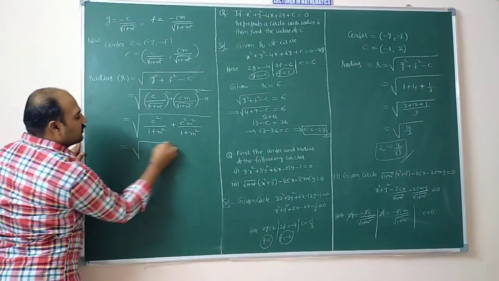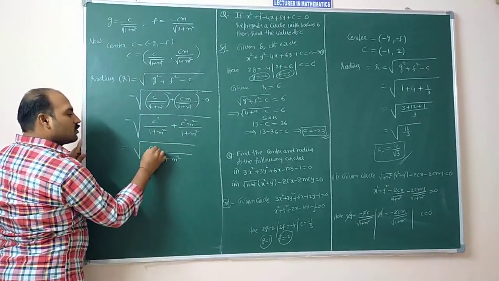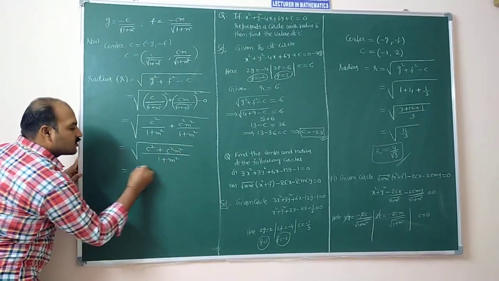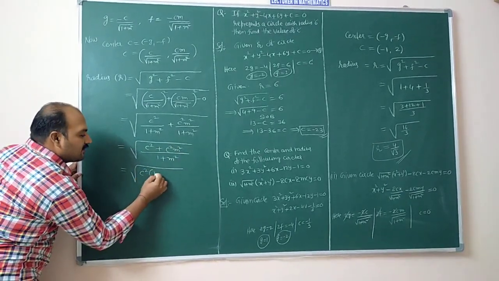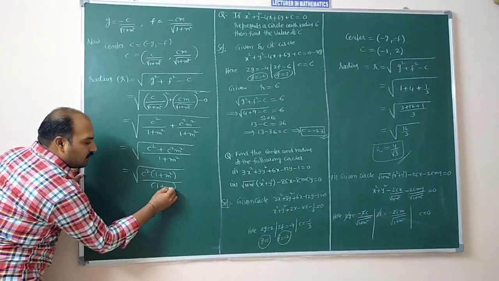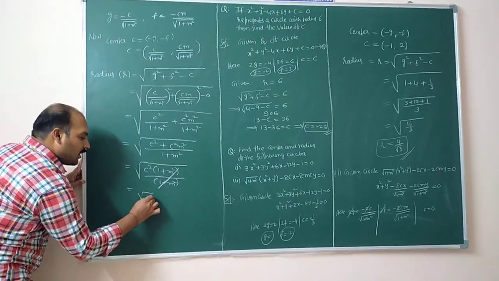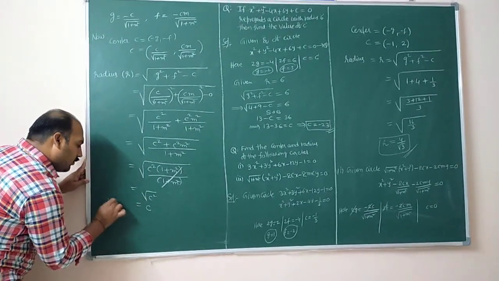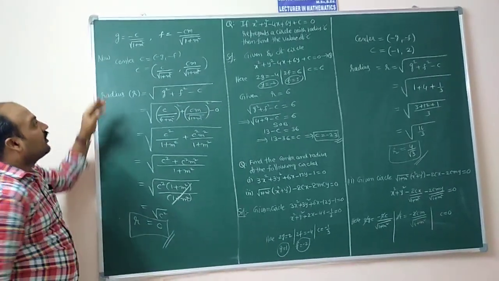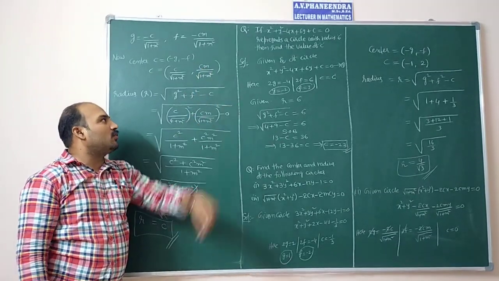Take the LCM 1 + m²: √((c² + c²m²)/(1 + m²)). Taking c² common, c²(1 + m²)/(1 + m²), you can cancel both. √c² is equal to c. Therefore, the radius of the given circle is r = c and the center is (c/√(1 + m²), cm/√(1 + m²)).